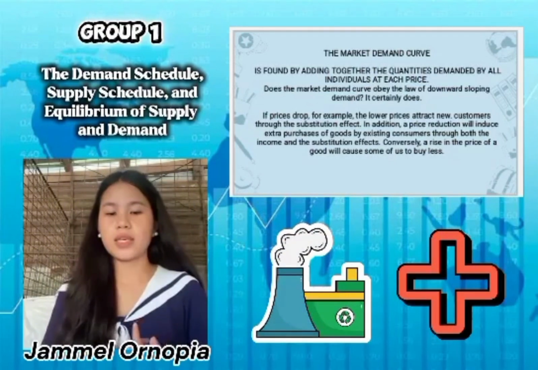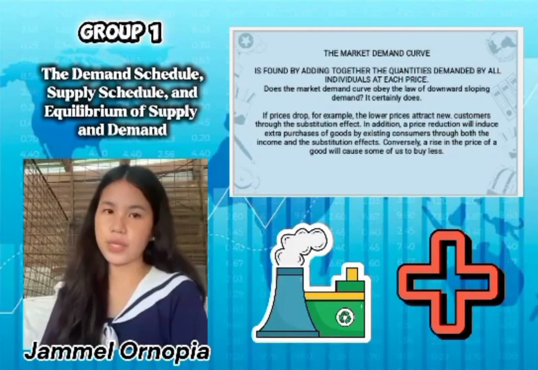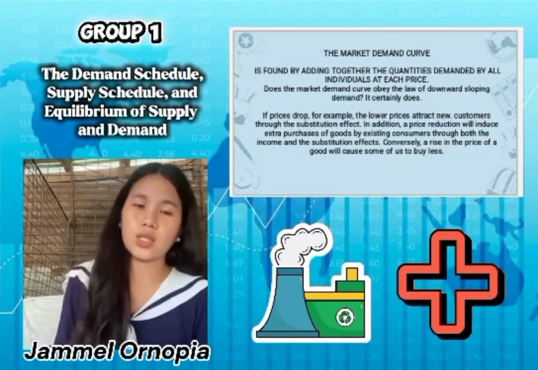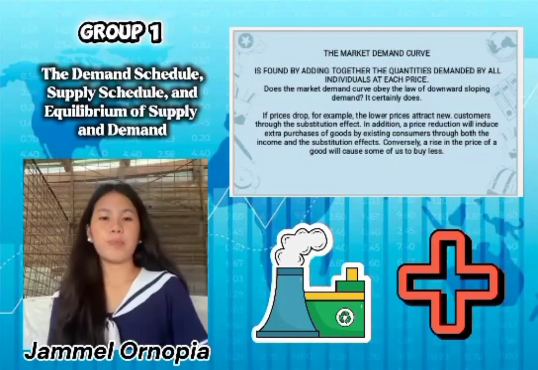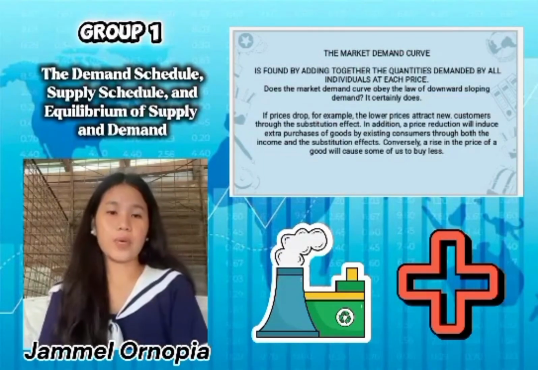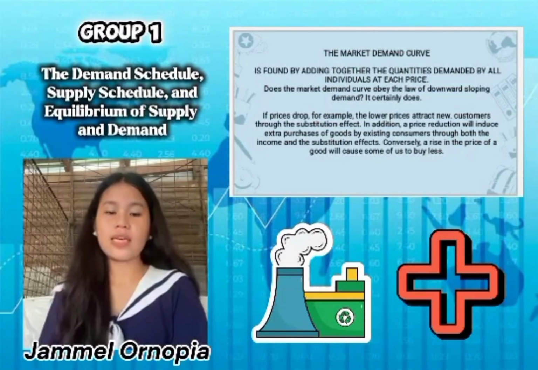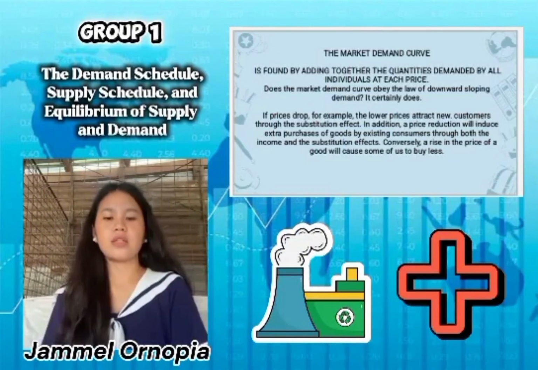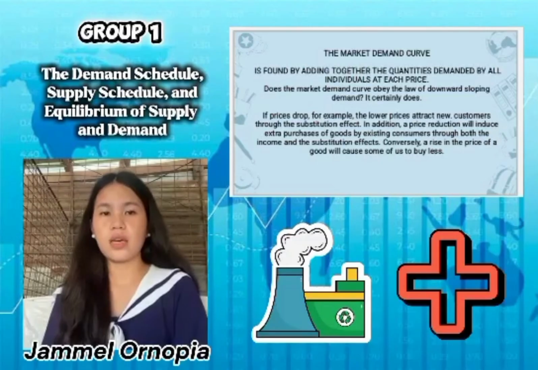So economists summarize this as an inverse relationship between price and quantity demanded. So ang sagot ani, when price goes up, quantity goes down. And when price goes down, the quantity goes up. So why does this happen? There are two main reasons.